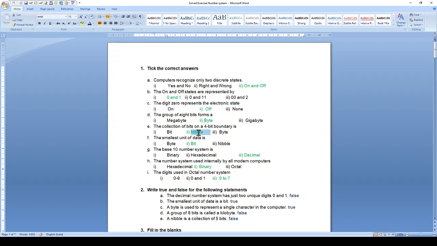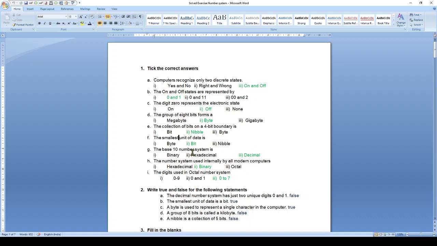The smallest unit of data is byte, bit, or nibble. It will be bit. The smallest unit of data is bit. That is a 0 or a 1. That is the smallest bit of data that a computer can understand. It is a bit.